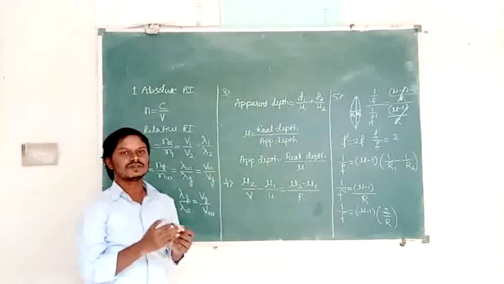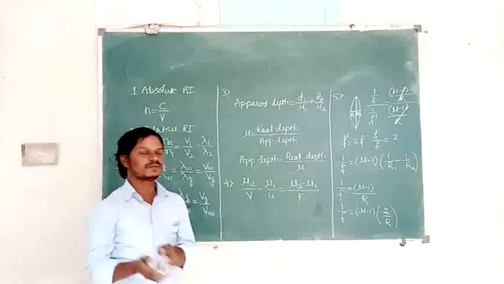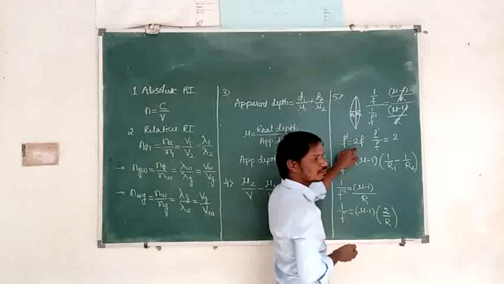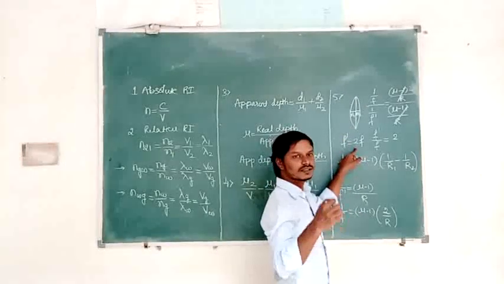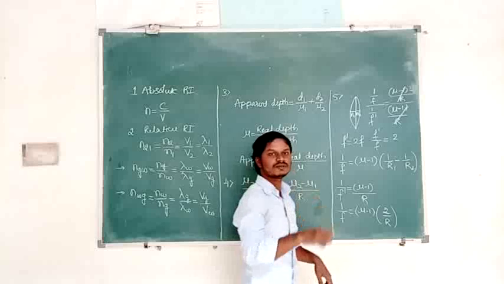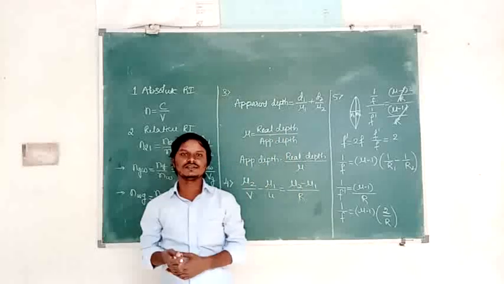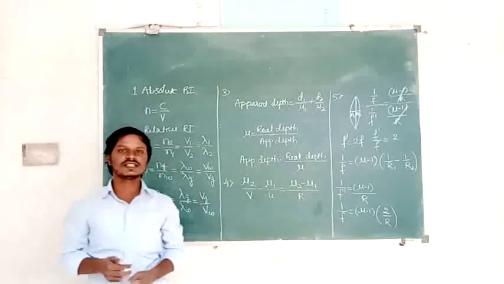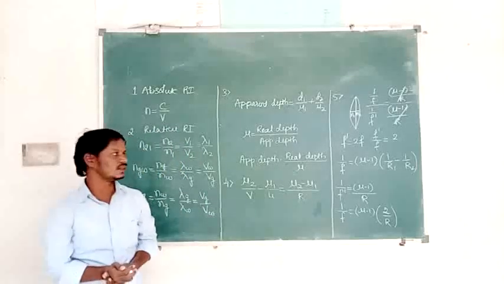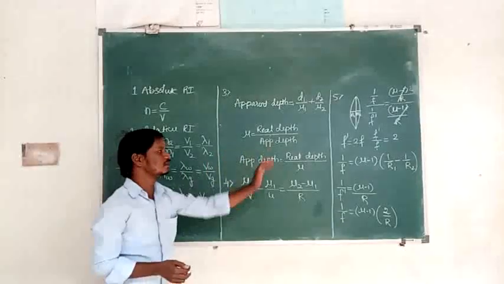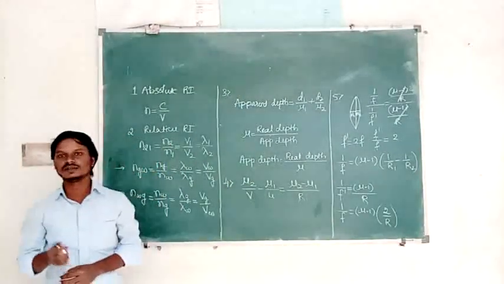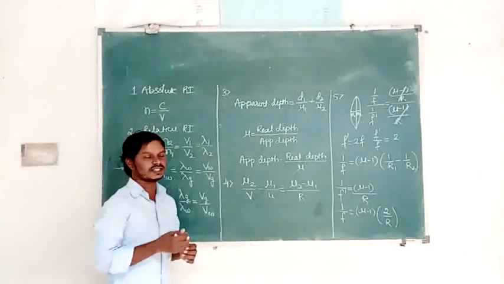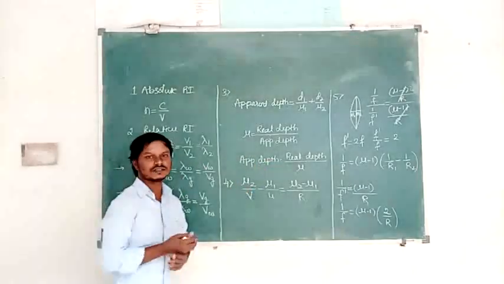1 by f is equal to 1 by f1 plus 1 by f2. f1 is the focal length of the first plano convex lens, that is 2f. So 1 by 2f plus 1 by 2f is 2 by 2f, which means 1 by f. So that remains the same, the focal length is f. Based on this formula, we are going to solve some CET questions.